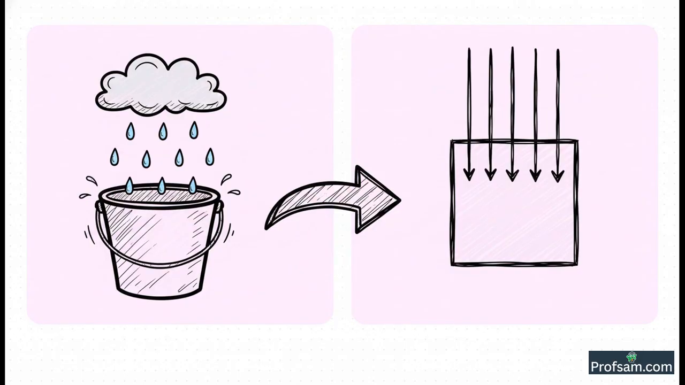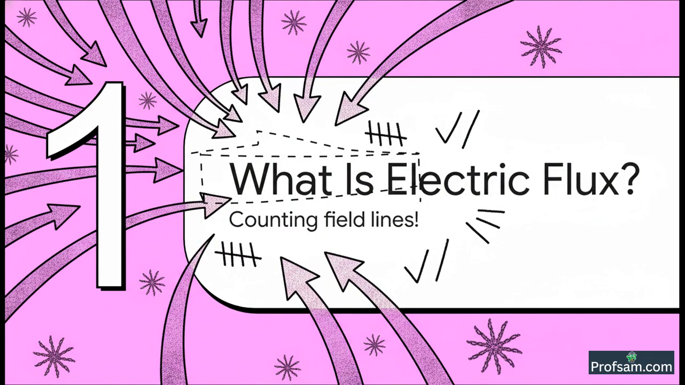In physics, just replace the raindrops with invisible electric field lines. And instead of a bucket opening, we have some kind of surface area. So, the amount of water we caught? That is just like electric flux. It's nothing more than a way to count how many electric field lines are passing through a surface. That's it. So, let's get a bit more formal now.